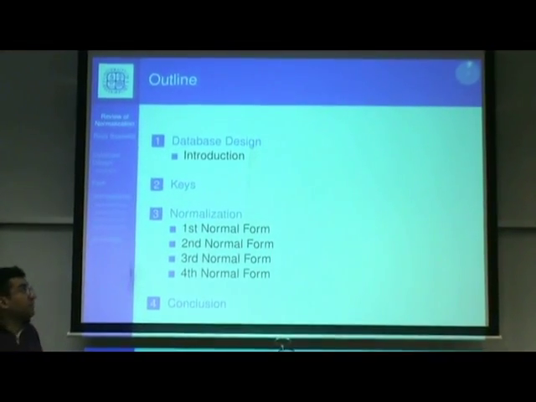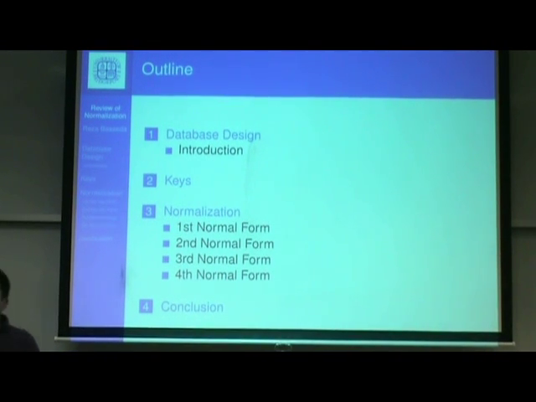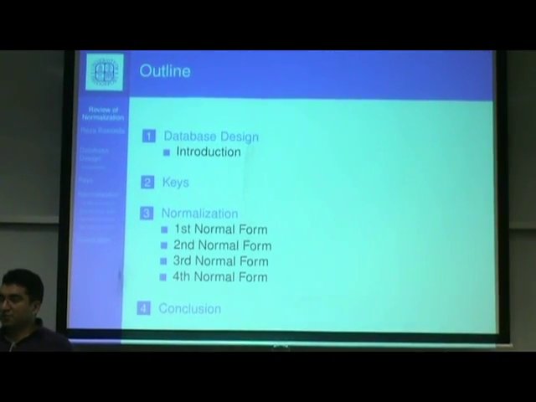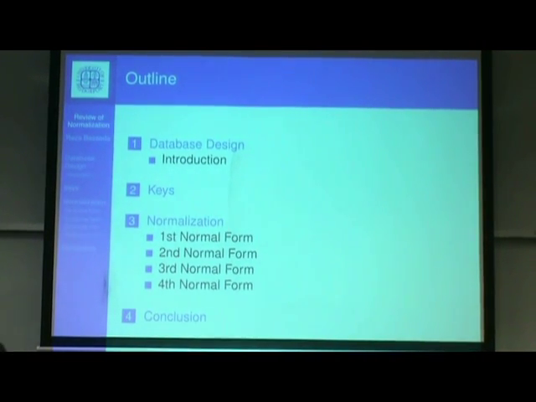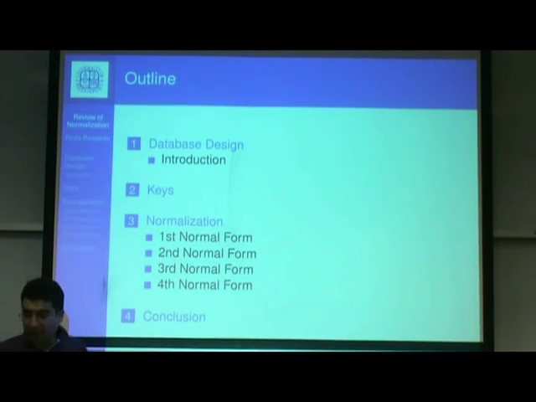First of all, you remember that we had this database design session. We discussed how to design databases, basically based on the ER model and designing relationships. Today we will discuss keys, and after that we will talk about normalization, and we will discuss four forms of normalization: first, second, third, and fourth normal forms. This will be our class today.